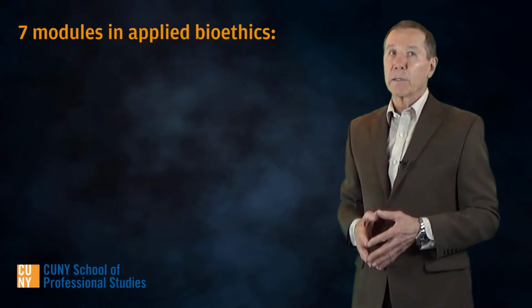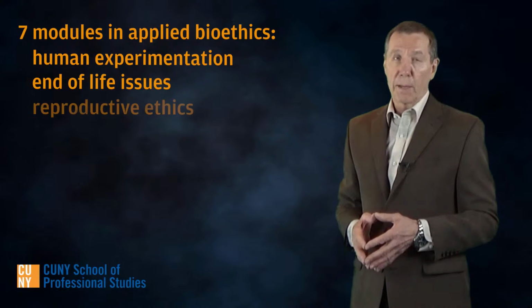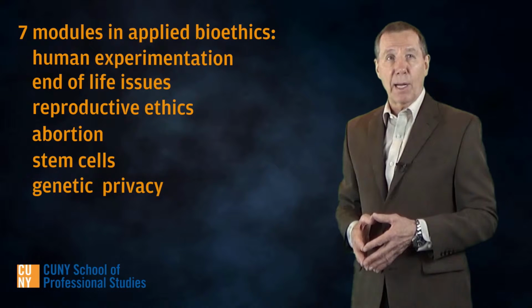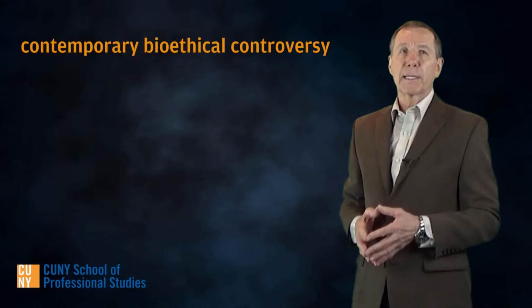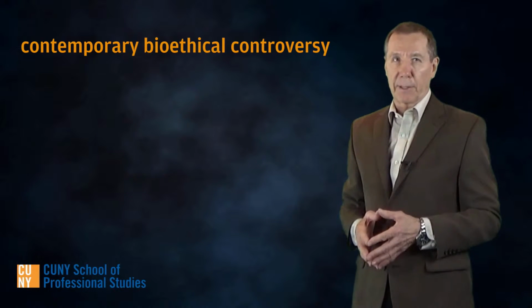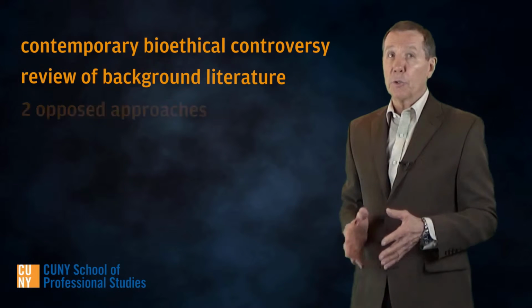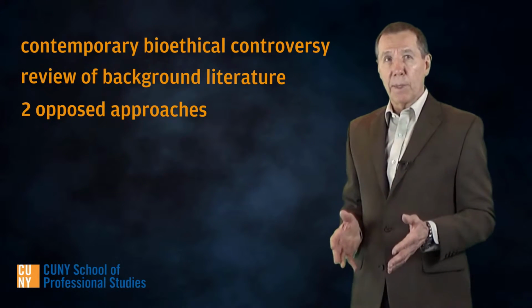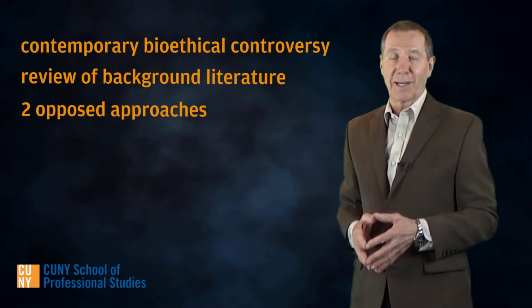The 7 modules in applied bioethics include the following: human experimentation, end-of-life issues, reproductive ethics, abortion, stem cells, genetic privacy, and universal health care. In each module, we'll investigate a contemporary controversy in bioethics. First, we'll review some background literature on the topic, and then we'll examine 2 opposing viewpoints presented by renowned bioethicists, one of whom takes the proposition side of the debate and the other the opposition side.